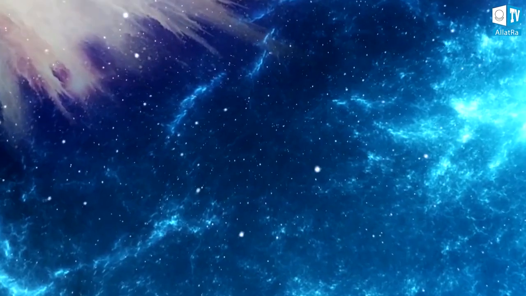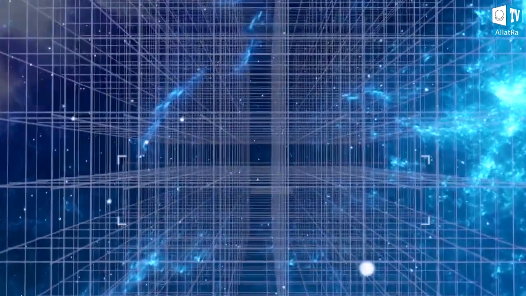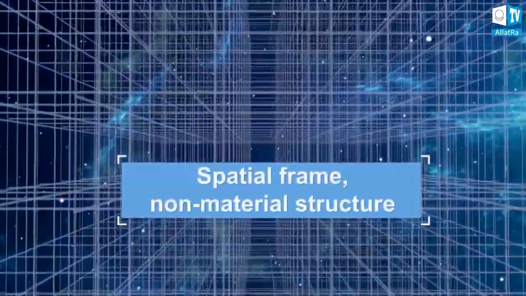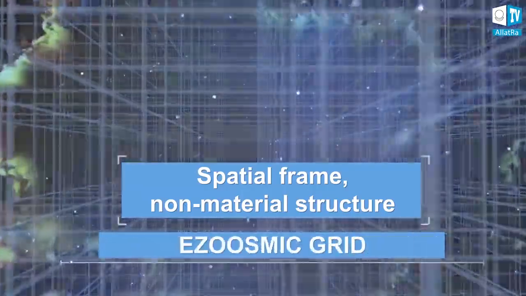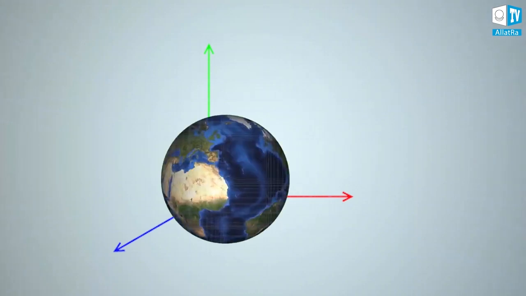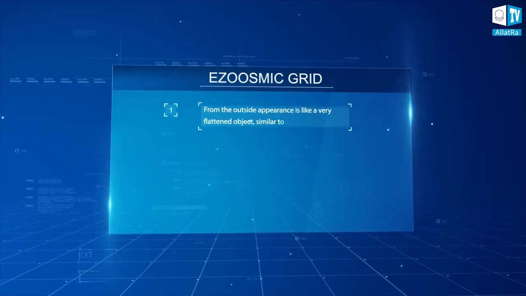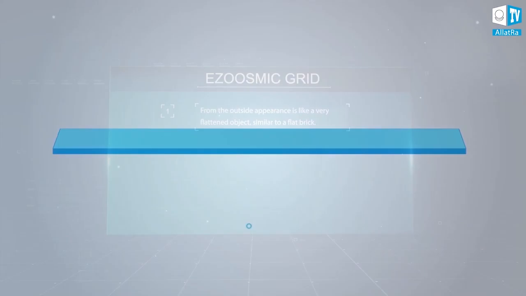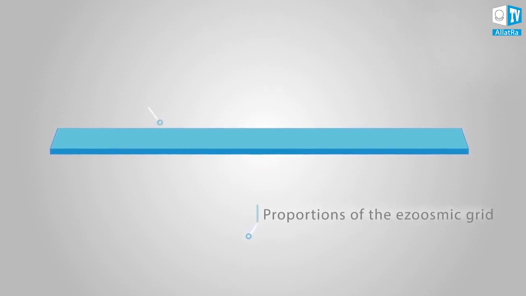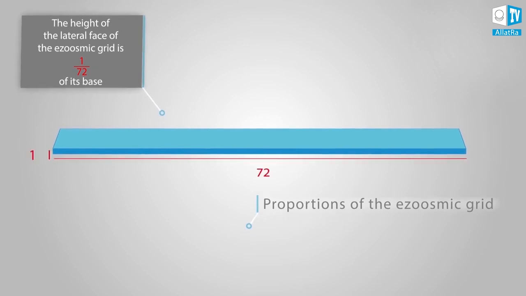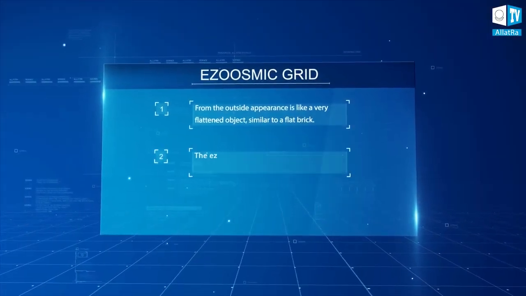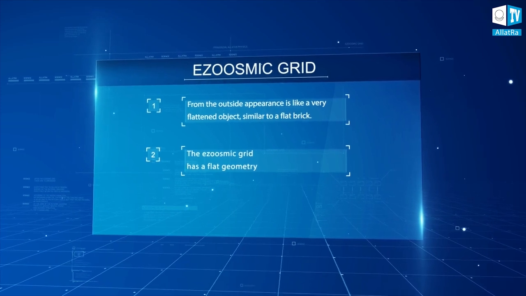At the core of the material universe, there is a specific spatial frame, a non-material structure: the Ezoosmic grid. Any resident of the three-dimensional world would perceive this energy structure as a very flattened object, in appearance similar to a flat brick, with a height of 1/72nd of the size of its base. In other words, the Ezoosmic grid has a flat geometry.